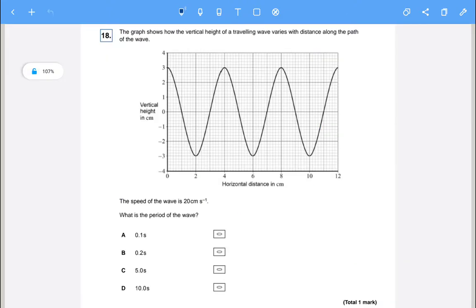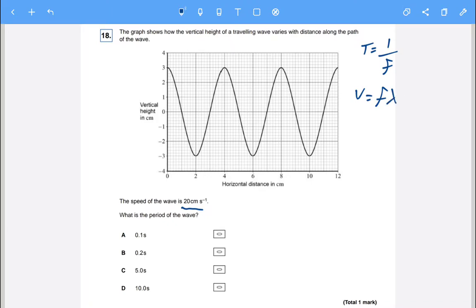So number 18, I'd say it's straightforward, but there's scope for it being quite difficult if you're not entirely sure. So we've got the speed of the wave, which is 20 centimeters per second, and it wants the period. So time period T can be, if we use T equals 1 over f, essentially, if we find the frequency, we can find the time period. So to get the frequency, we can use the wave speed equation, v equals f lambda. So we've got the wave speed, we just need the wavelength.